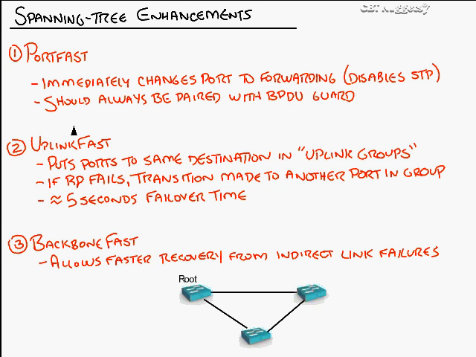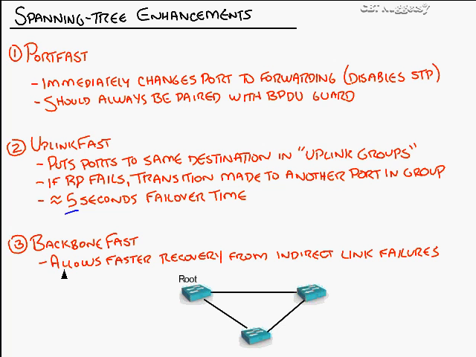But with uplink fast, it gets proactive and it says, I know that's a redundant link, and I know if this one goes down, that one should be used. So it reduces your time from somewhere around 50 plus seconds to around 5 seconds. Pretty neat, huh? Now, backbone fast is, I needed a topology to explain it. It's just an odd scenario that happens.